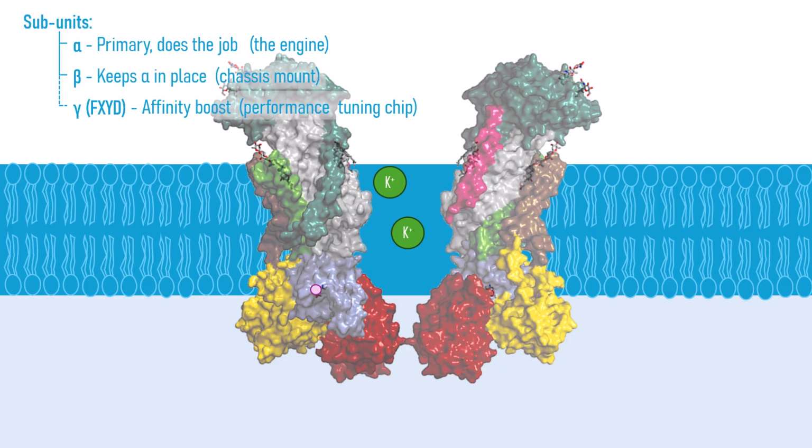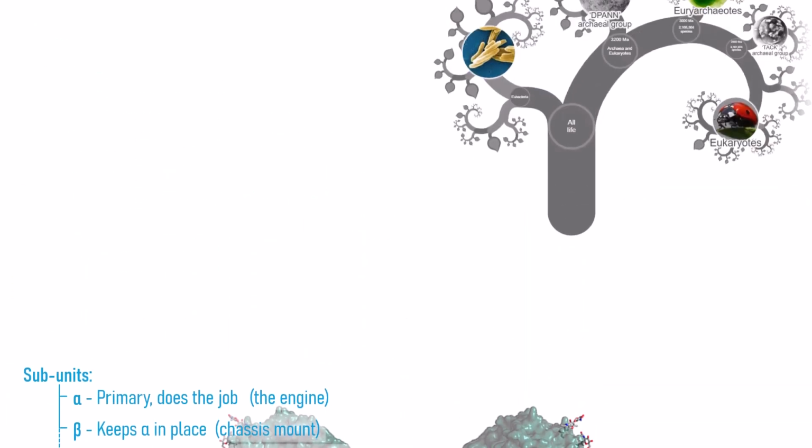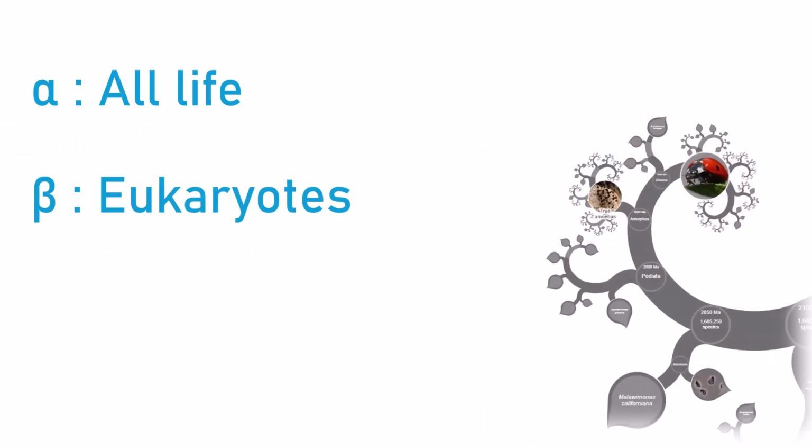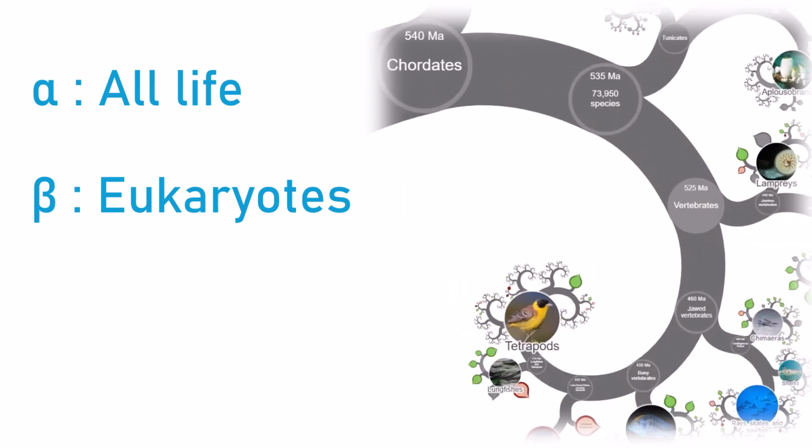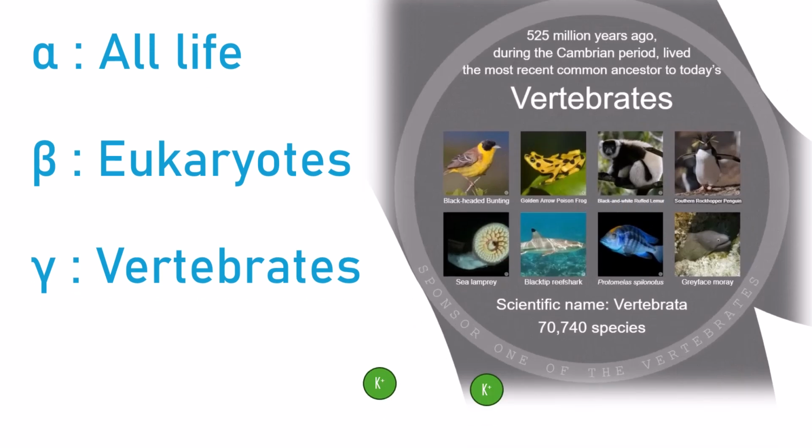Beta is found only in eukaryotes. Finally, gamma, the engine tuning chip, is the most recent innovation, around 500 million years ago, unique to vertebrates who require high cardiac performance, complex renal salt balance, advanced neuronal firing precision, and tight metabolic regulation.